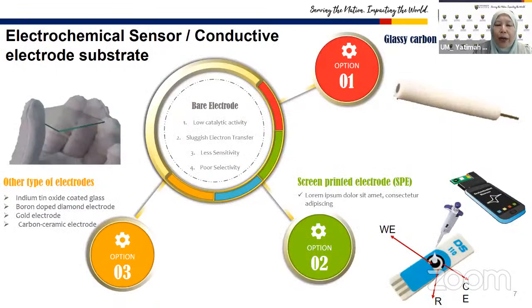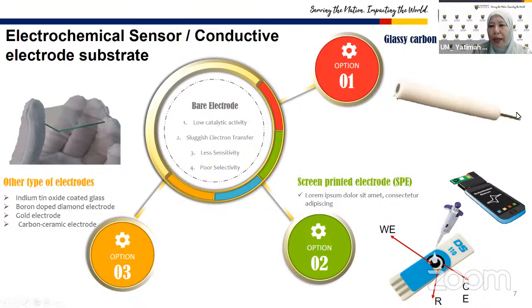Okay, so as I mentioned earlier, we are talking about the working electrode. The choosing of the working electrode is important, especially when you want to do an application. For a normal study, you can always use a common one like this plate. But for application to certain studies, for example a sensor, then you have to choose your conductive electrode substrate. There are variations.